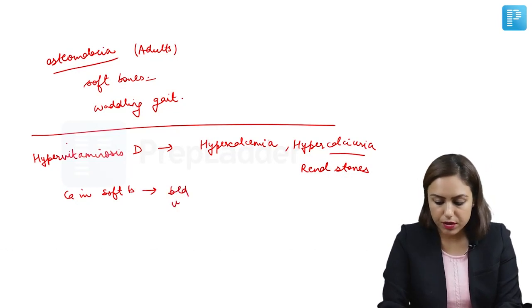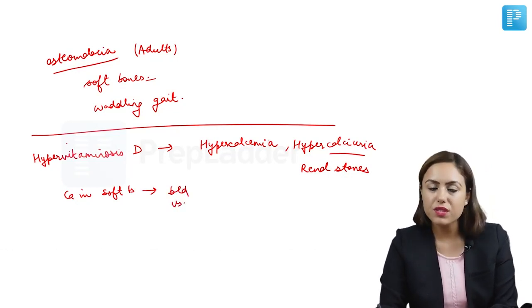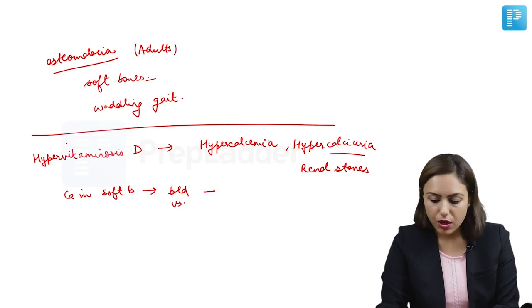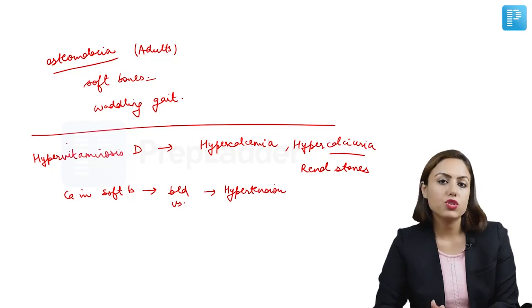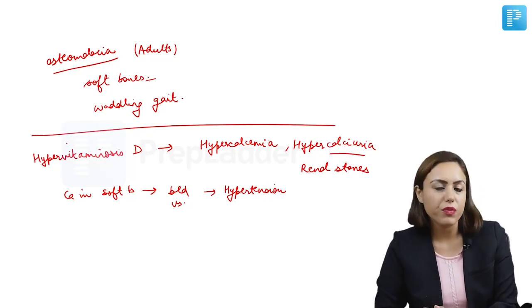Like blood vessels. There will be calcium deposition in blood vessels, and blood vessels will be rigid, leading to hypertension. So there will be hypertension, increased blood pressure in hypervitaminosis D.